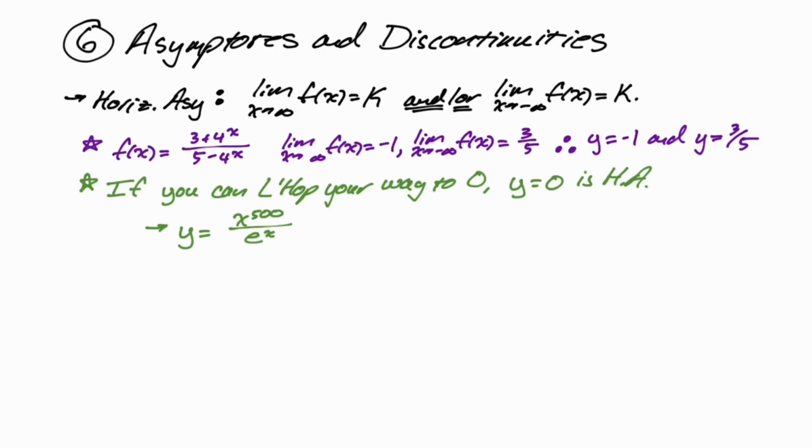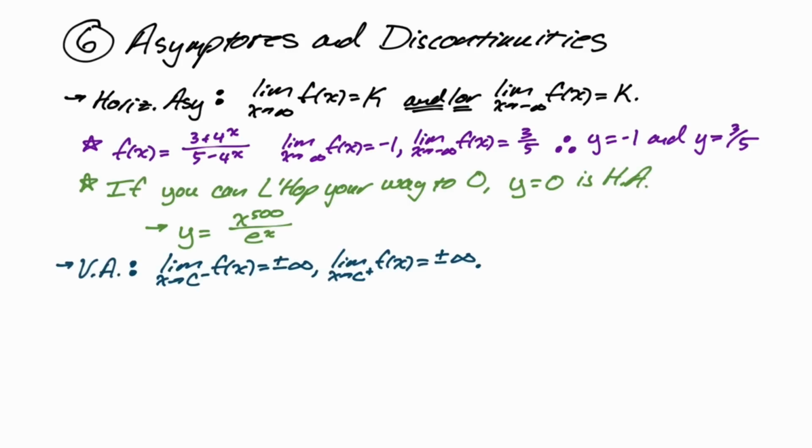This shows up sometimes in the multiple choice where it's like, which of the following functions has a horizontal asymptote or whatever? And you're not going to do the work on that. You're just going to look at it and be like, well, an exponential is going to beat a polynomial. So that would definitely work out. All right, so horizontal asymptotes covered.